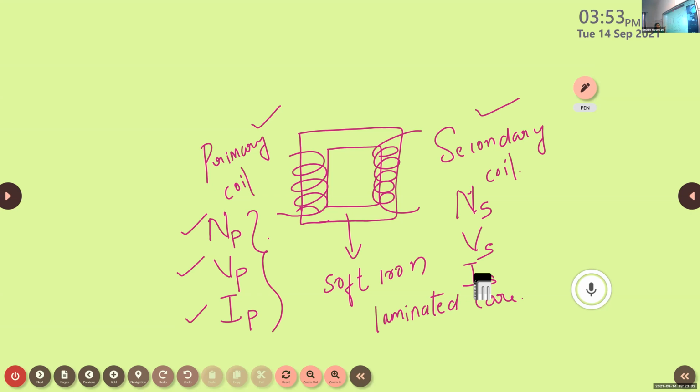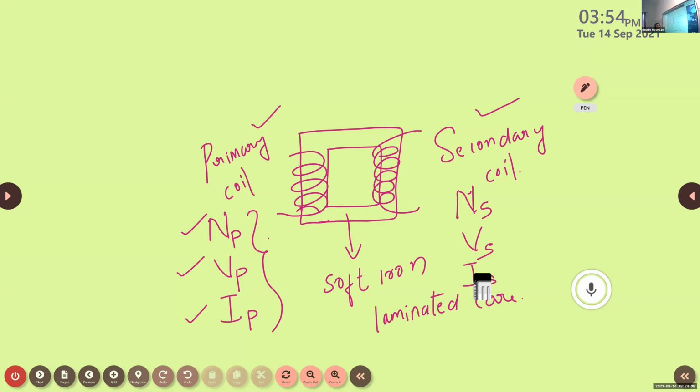And some terms are associated with the primary coil and secondary coil. The number of turns of the primary coil is taken as NP, the voltage or potential is taken as VP, and the current generated in the primary coil is IP. Similarly, the number of turns of the secondary coil is NS, the potential or voltage of the secondary coil is VS, and the current generated in the secondary coil is IS. Is it clear?